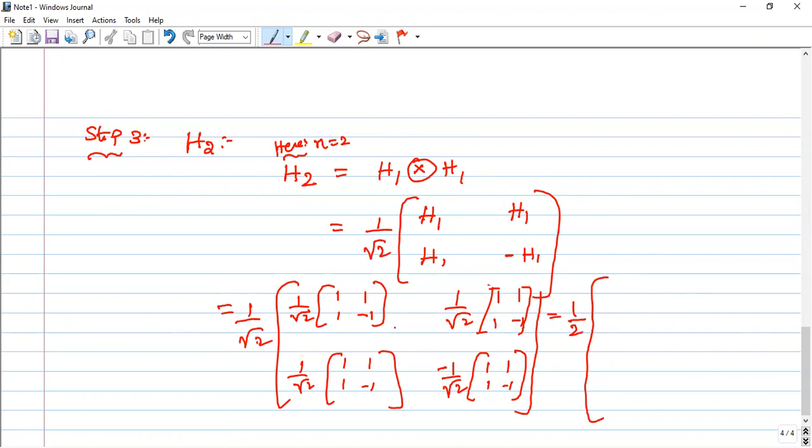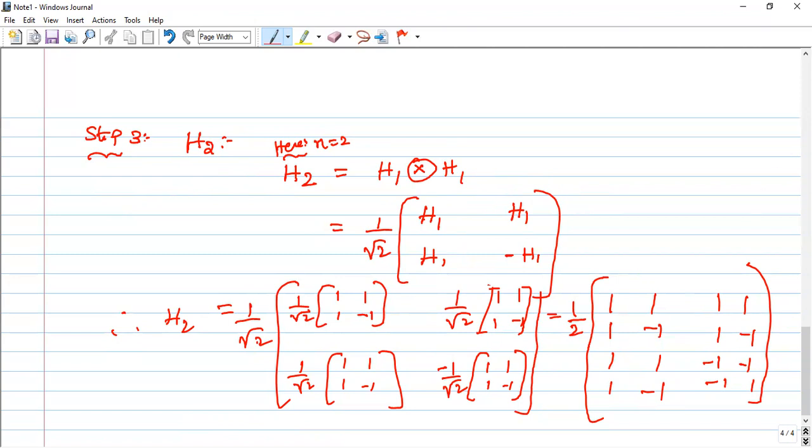Now remove the individual brackets and write the values only. So 1, 1, 1, minus 1; 1, 1, 1, minus 1; 1, 1, 1, minus 1. Now we have to multiply by minus here. So minus 1, minus 1, minus 1, plus 1. So this is the value of H2 now.